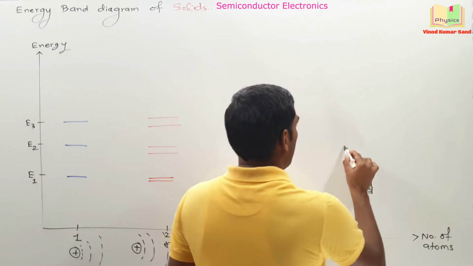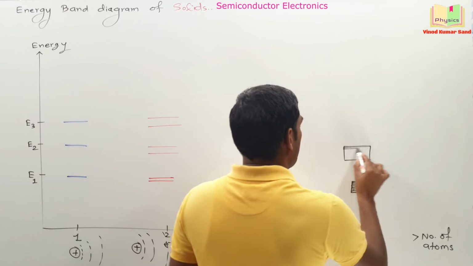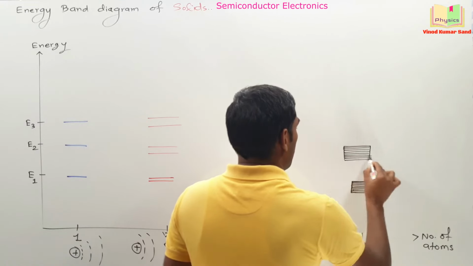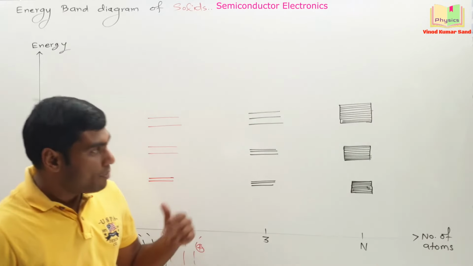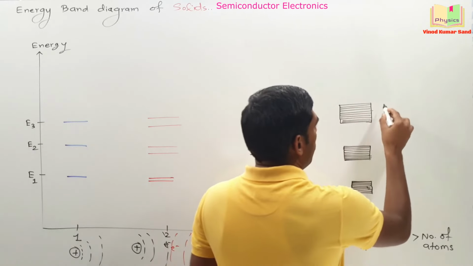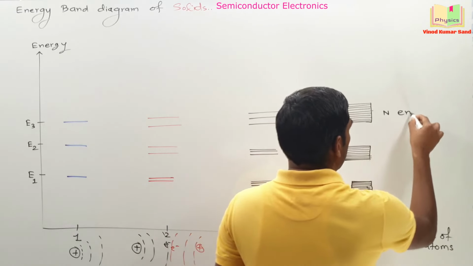Same will happen for E2. There will be a large number of closely spaced energy levels, and we can term that as the energy band. If someone asks you how many energy levels are actually available, then our answer should be we have here n energy levels.